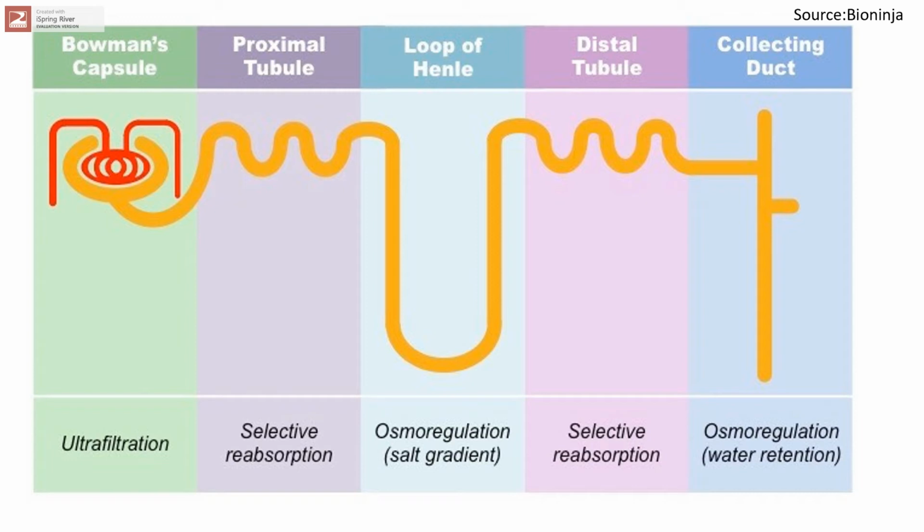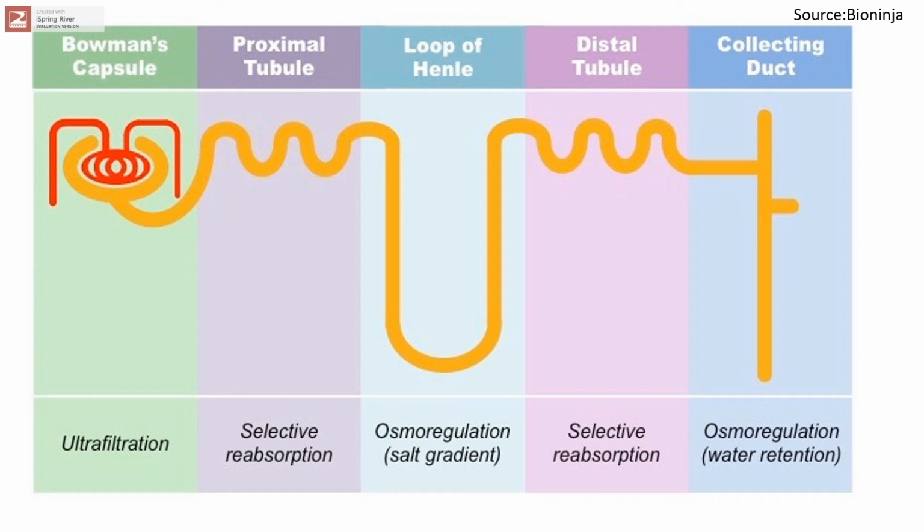So this is an oversimplified image of the nephron. The first part of the nephron is the Bowman's capsule and the renal corpuscle. The second part is the proximal convoluted tubule. The third part is the loop of Henle, the ascending and descending loop. And then you have the distal tubule and the collecting duct. So we're just going to quickly review the major functions of each section.